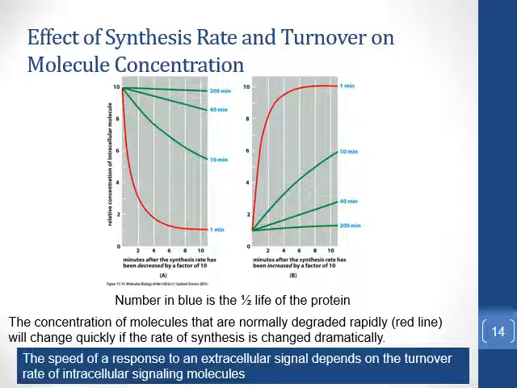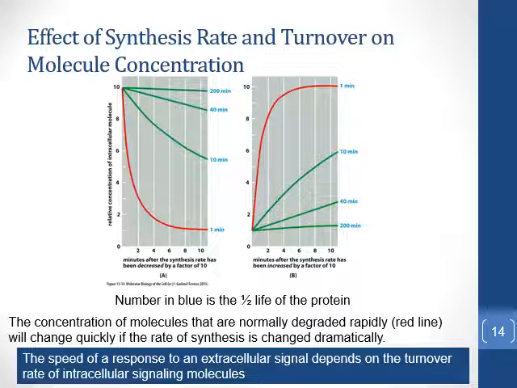Now, let's think about the turnover rate of these intracellular molecules. This is really an important thing that determines the outcome in a cell. So this is a little bit of a complicated slide, but you've got some sort of intracellular molecule, some sort of second messenger that you've generated.